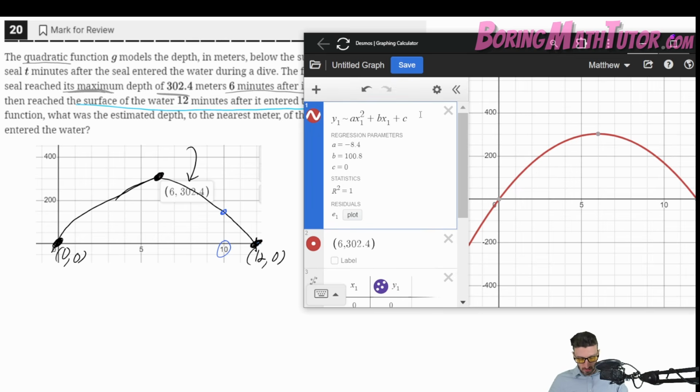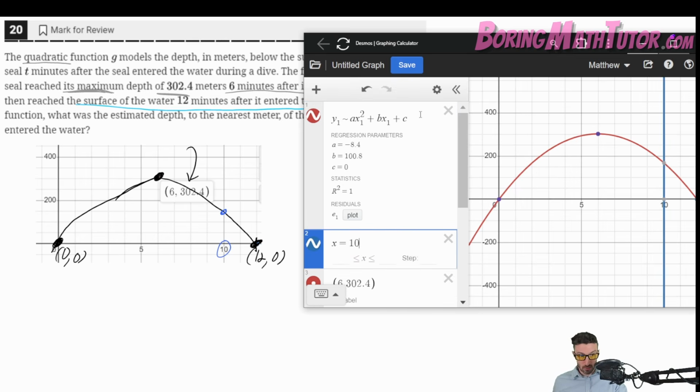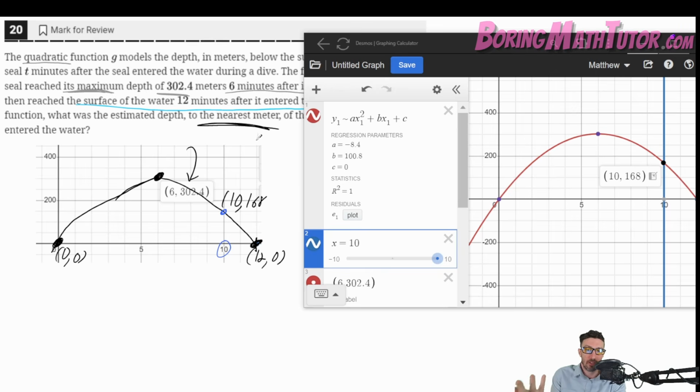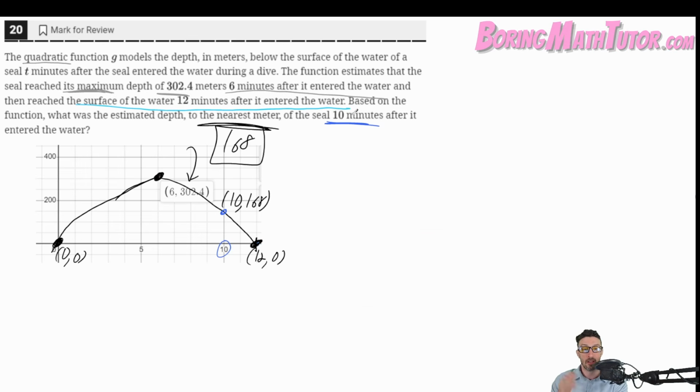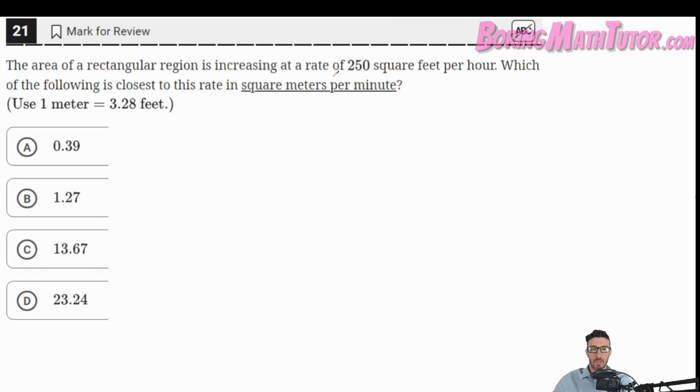And now I can just go to Desmos and type in x equals 10. It will make a vertical line there. That allows me to click, and now I've got the answer I was looking for: at 10, I get 168. And it said to the nearest meter, well, okay, it's already 168. It's not like there's any decimal there. So the answer here is just 168. So at 10, what was the depth? 168.